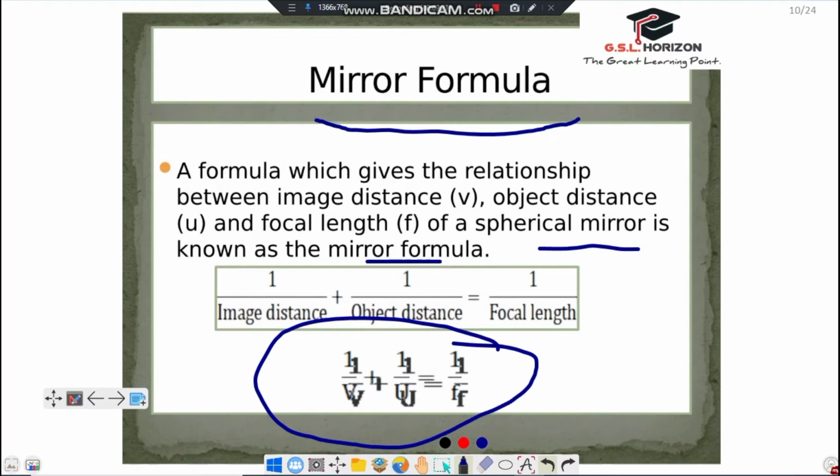Guys, you can understand it. We should always remember it and never forget this. This is our first and very important formula in physics. Using this formula and concept, we can solve many problems.